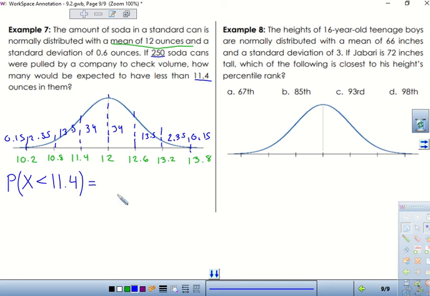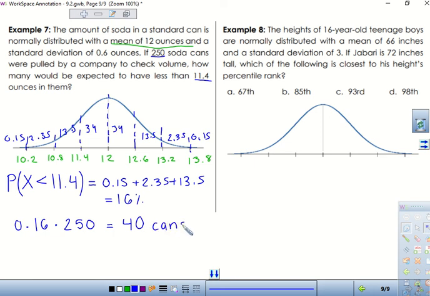So what would I be adding up to get that? Good, 0.15, 2.35, and 13.5, right? I'm adding up everything below 11.4, and that amount comes out to be 16%. So what am I going to do with this 16%? Convert it to a decimal, multiply it by the number of soda cans, which will give me about 40 cans. And remember, this is an approximation.